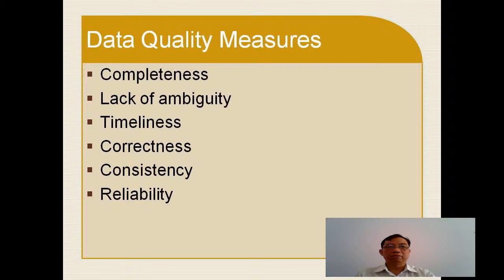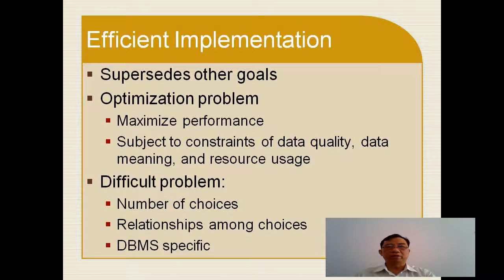Efficient implementation. You see here, services other goals, optimization problem, maximize performance, subject to constraint of data quality, determining resource usage. And difficult problem, number of choices. You have a number of choices, and the relationship among choices. Maybe trumps other goals. No system if not efficient enough. And complex subject focus on advanced database.